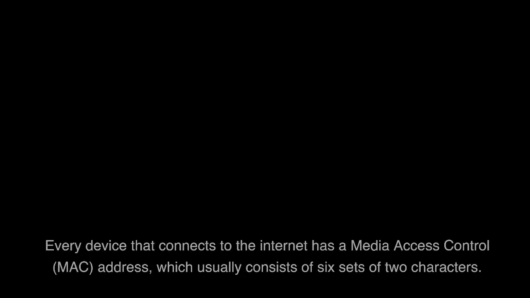What is a MAC address? Why hide it? Every device that connects to the Internet has a Media Access Control (MAC) address, which usually consists of 6 sets of 2 characters. So, a typical MAC address would look something like this: 18:3B:5D:03:8A:40. MAC addresses are sort of like ID numbers for computers, smartphones, routers, and so on.